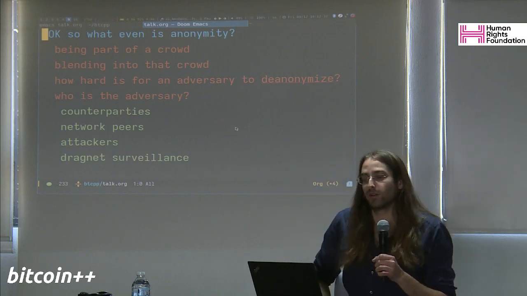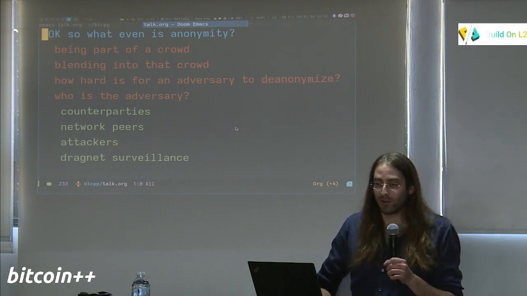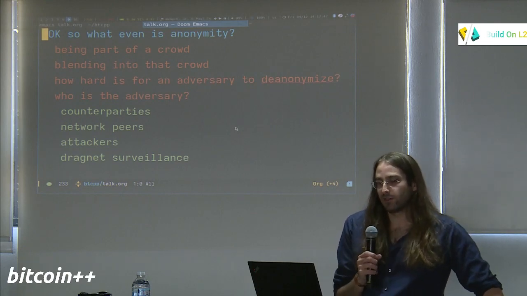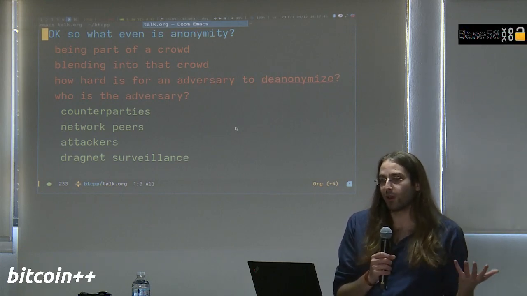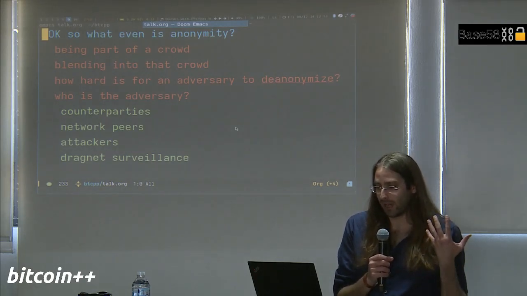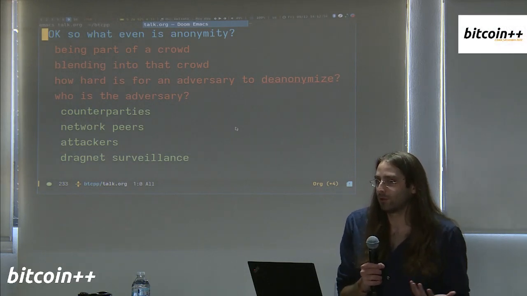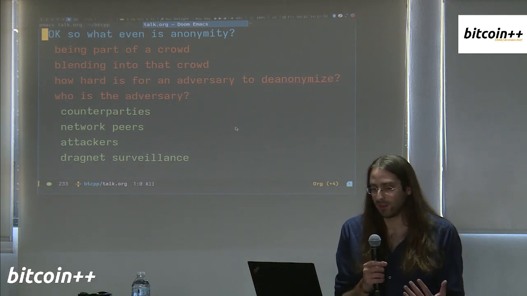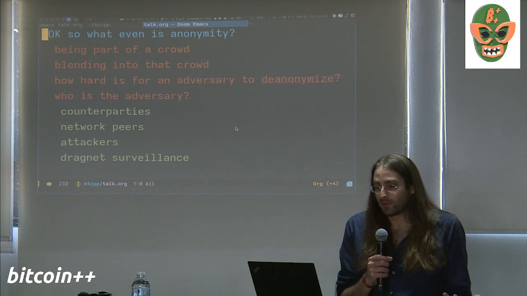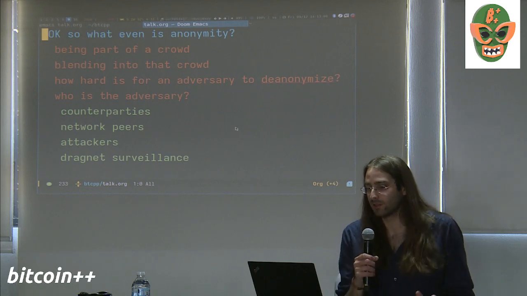The game, as it were, is for an adversary to try and recover the identifying information about you. So hopefully it's obvious that if you have no crowd in which to blend, there's no anonymity there. Anonymity is always the result of multiple parties, multiple entities interacting with each other in some sort of system. And so what is this adversary that's trying to de-anonymize or re-identify the participants in the system?